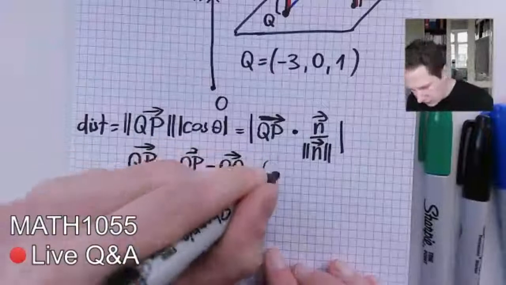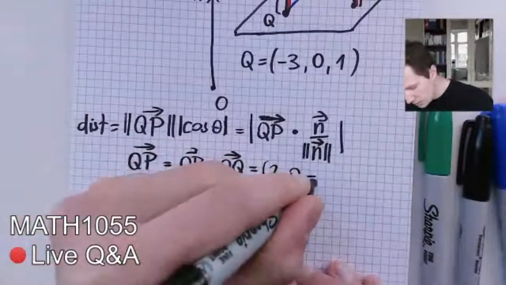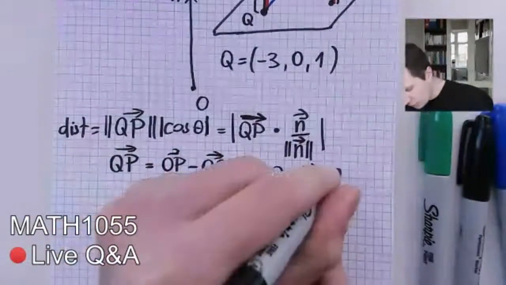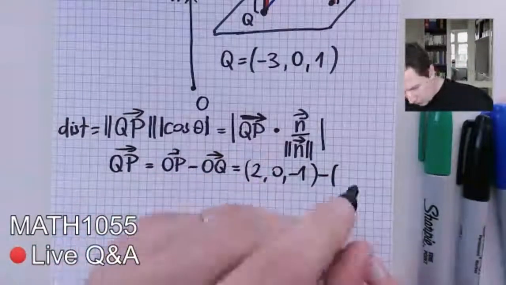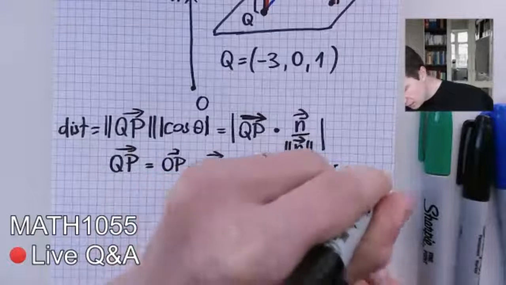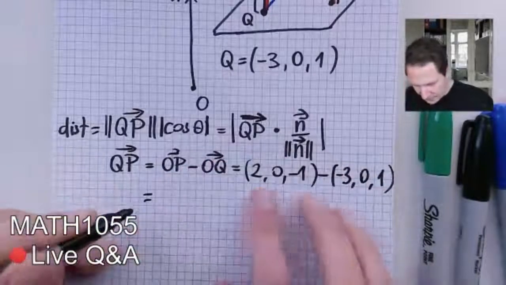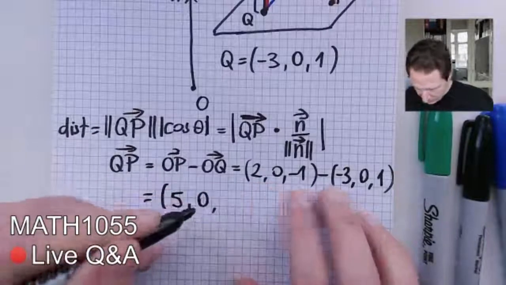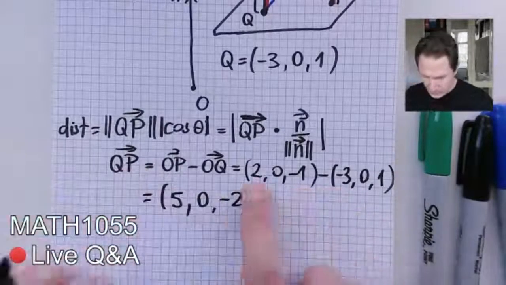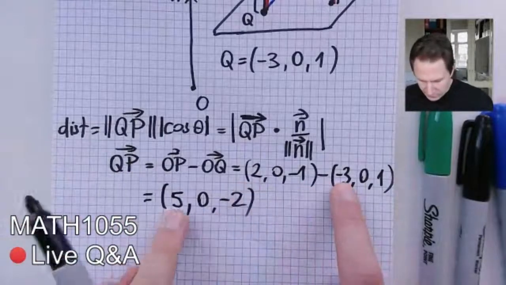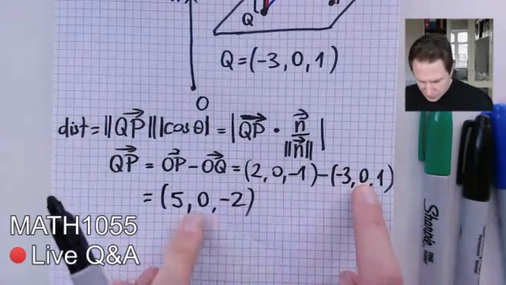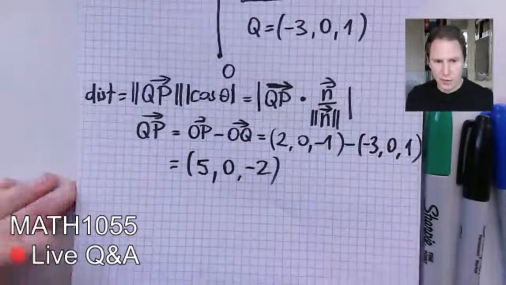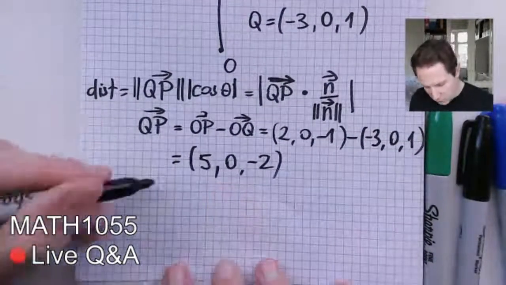Let me just write. OP is 2, 0, minus 1. Those were the coordinates of P, and I have to subtract Q, which was minus 3, 0, and 1. So what I'm getting here is 5, 0, and minus 2. Okay, so 2 minus 3, that's 5, 0 minus 0, that's 0, and minus 1 is minus 2. So I have QP, the vector QP.